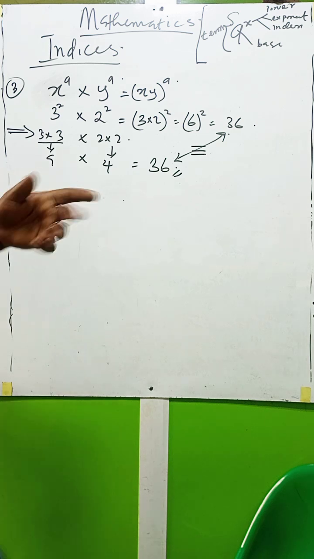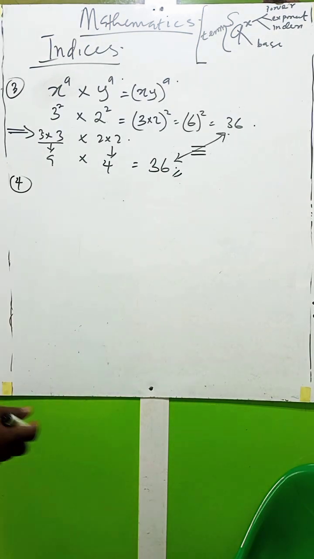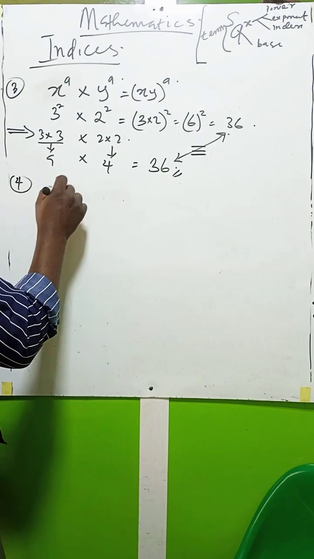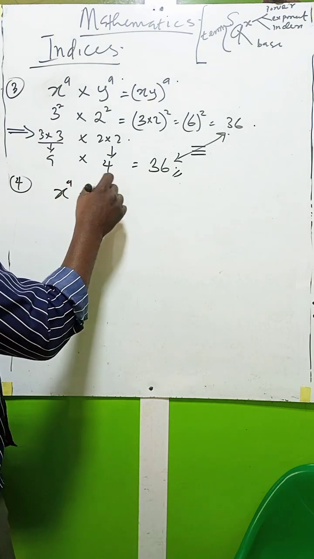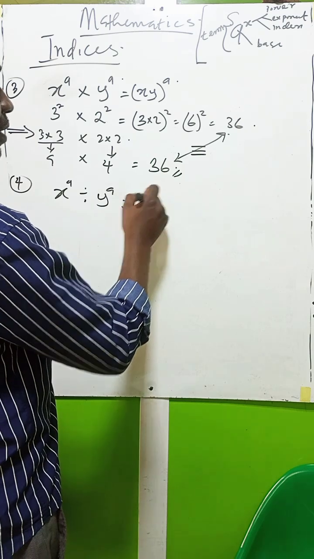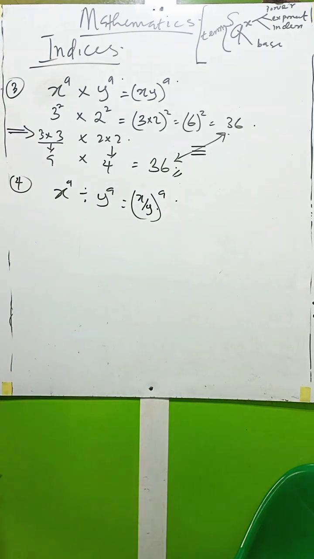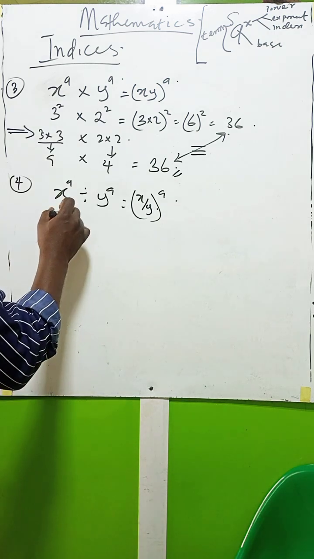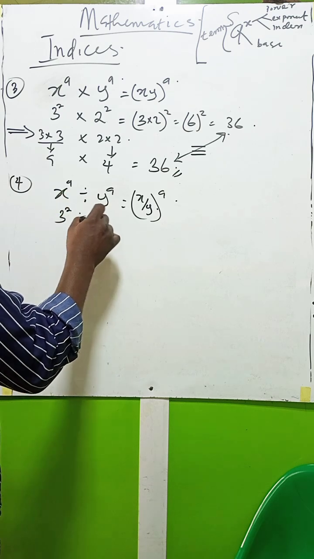Now, let's see, law number 4 is also similar. It's just the operational sign that is different. X raised to power a divided by y raised to power a will have x over y raised to power a. Let's see an example. Same example. 3 raised to power 2 divided by 2 raised to power 2.